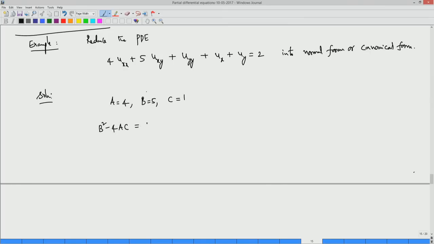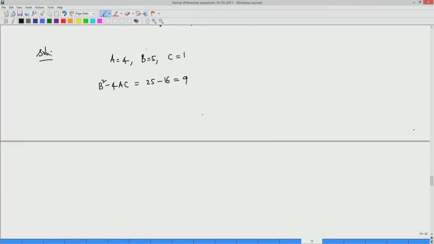Its value is 25 minus 16. So, this is going to be 9. B square minus 4AC is 9, which is positive. So, that means what we learned is it is a hyperbolic equation. So, the equation is hyperbolic.